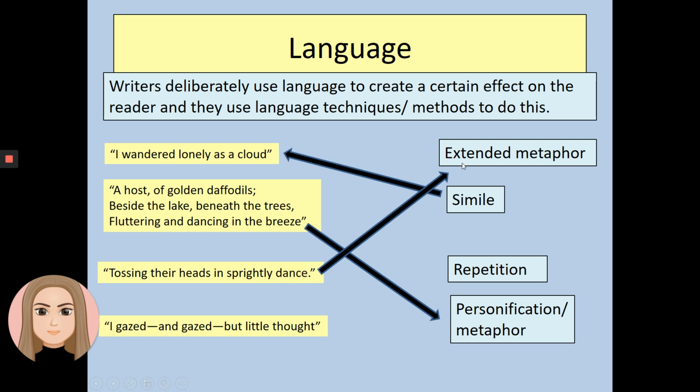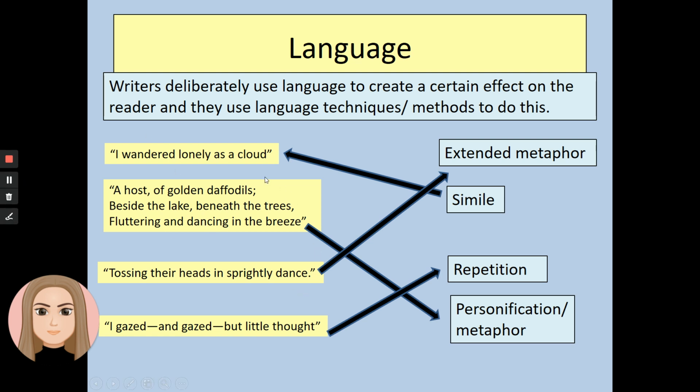Tossing their heads in sprightly dance is an example of an extended metaphor because the poet has not just talked about the daffodils as being able to dance in one line, they have continued that on throughout the poem, so we can call it an extended metaphor. It's an extended example of this personification and this metaphor from the first stanza. And the final one, I gazed and gazed, but little thought, is of course repetition because gazed is repeated twice, okay? He's emphasizing the fact that the speaker is gazing, is looking by using repetition.